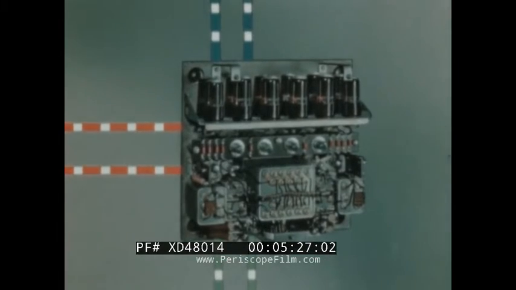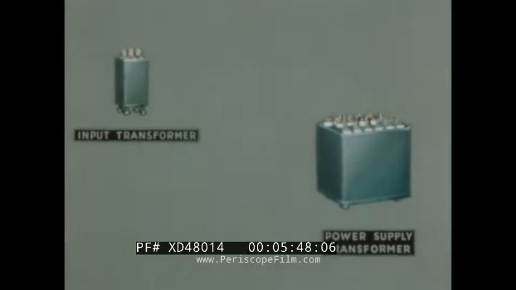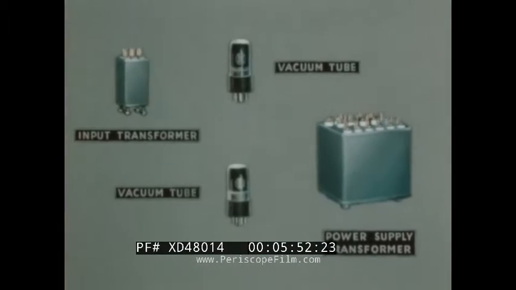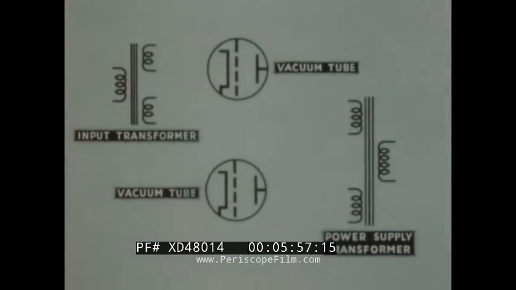The servo-amplifier provides two identical control channels, azimuth and elevation. Only one channel is necessary to explain the operation. This channel includes a power supply transformer used for both channels, a signal input transformer, and two electronic or vacuum tubes, represented by these symbols.